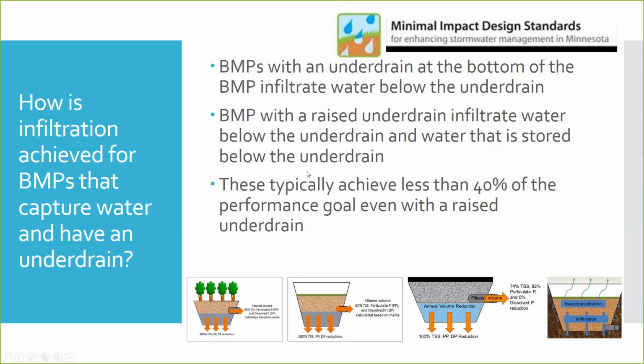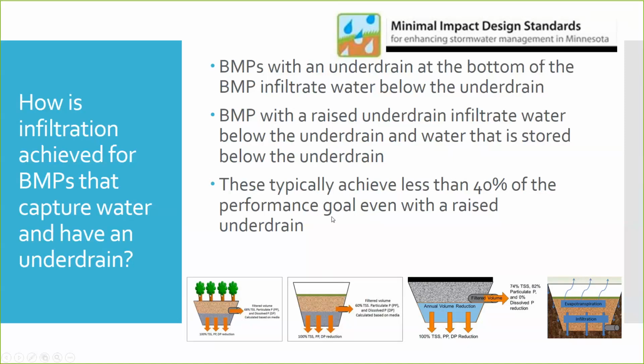If you raise the underdrain, as shown in these diagrams here, you can increase the amount of infiltration because the water that's stored beneath the underdrain will eventually infiltrate. Even with a raised underdrain, you're typically going to achieve less than 40%. In fact, generally less than 20% of the water quality volume with these BMPs. And these are going to be used typically on your C and D soils.